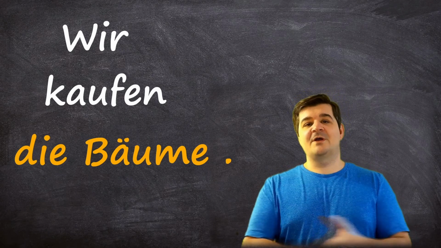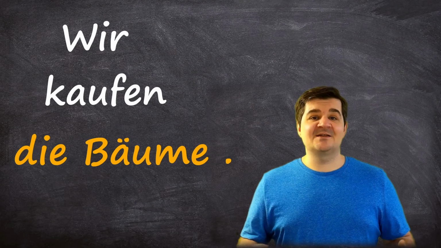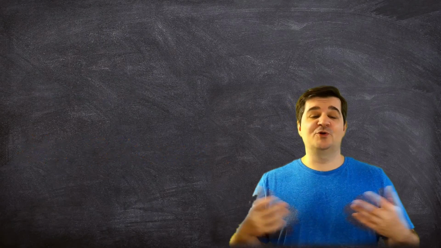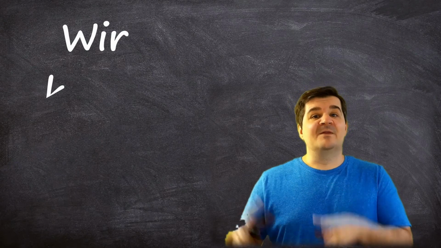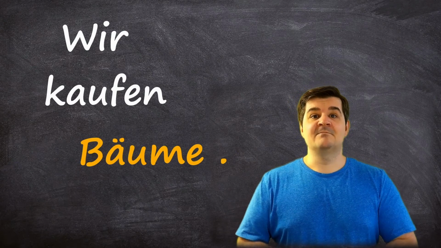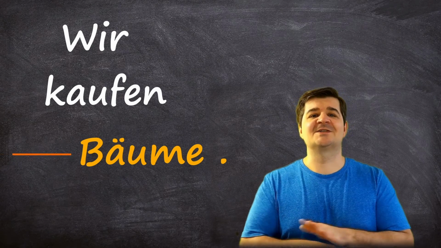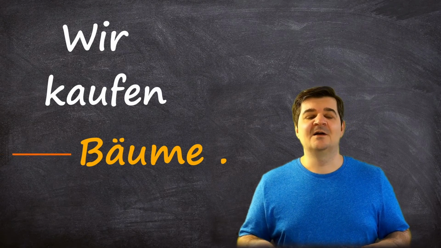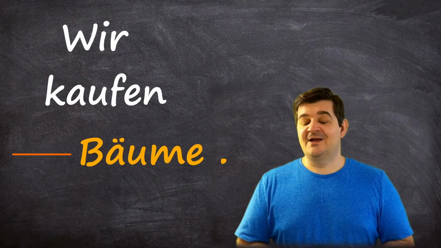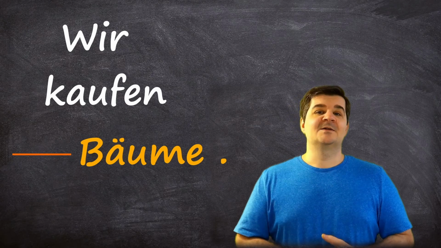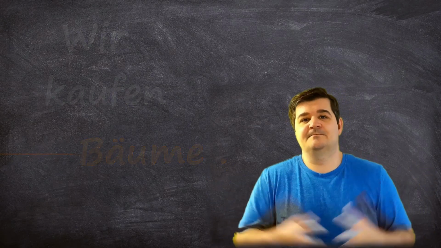And if we don't care about which trees, or we are addressing them in a general sense, maybe because that's what we do all day long, we will say, wir kaufen Bäume. Just without the article. This is the so-called zero article, if you remember it. So, wir kaufen Bäume. That's what we just do.